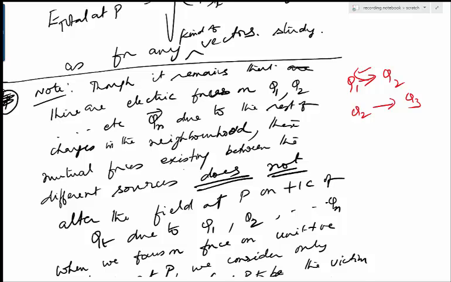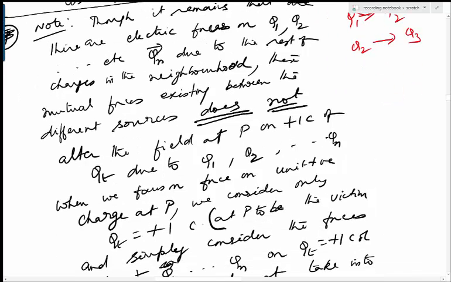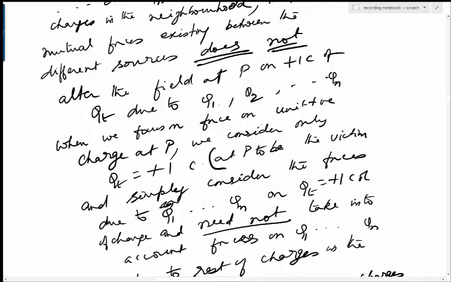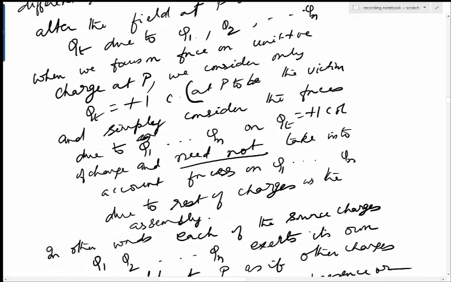This is one thing that students should realize. So that does not alter the field at P on the 1 Coulomb Qt due to Q1, Q2, etc. When we focus on force on unit positive charge at P, we consider only Qt equal to plus 1 Coulomb at P to be the victim, and simply consider the forces due to Q1, Q2, Q3, etc., Qn individually on this Qt of 1 Coulomb, and need not take into account the forces on Q1, etc., due to the rest of the charges in the assembly.